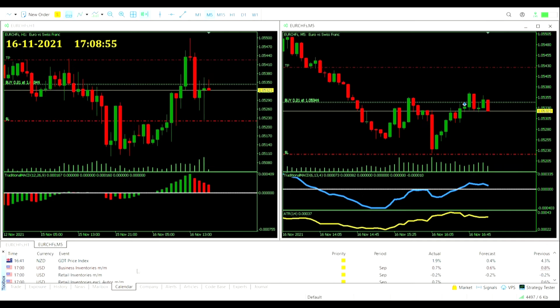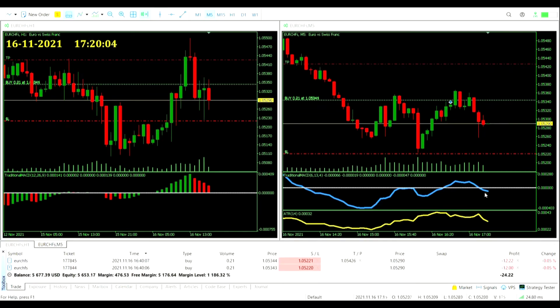On the economic calendar, the global dairy trade price index did come in at 4:41 p.m. 1.9% actual against 0.4% forecast. Those dairy trade prices on the up and up. And then the big 5 o'clock US numbers, business inventories month on month, 0.7% actual against 0.6% forecast. Not too much of a difference maker there. And then likewise on retail inventories month on month, stays at negative 0.2% to match the forecast.